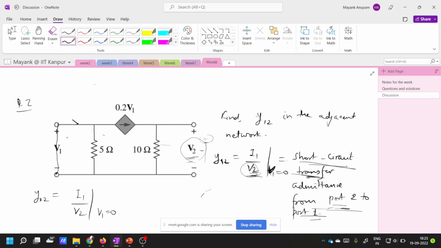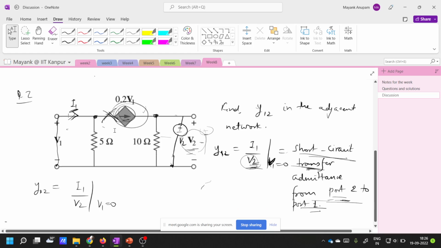So hence the I1 current that will flow here: you have given a voltage source V2 here. Now this V2 would have contributed to some current if this current was not zero. But if this branch is open, if there is no connection between this node and this node, then the current in this branch has to be zero.